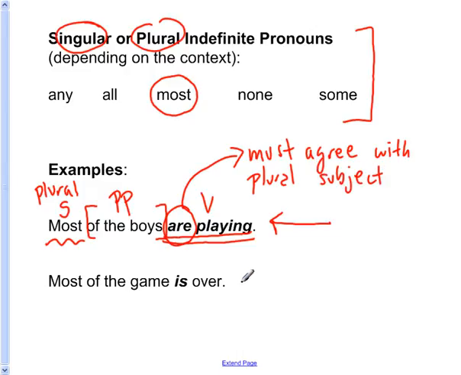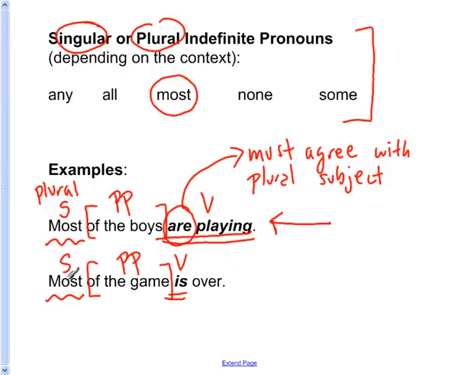Now let's look at the second example. Most of the game is over. All right. The verb is, and by the way, the sentence is correct, is, and the subject is most. And we know the game is not the subject of this sentence because it's within the prepositional phrase of the game.